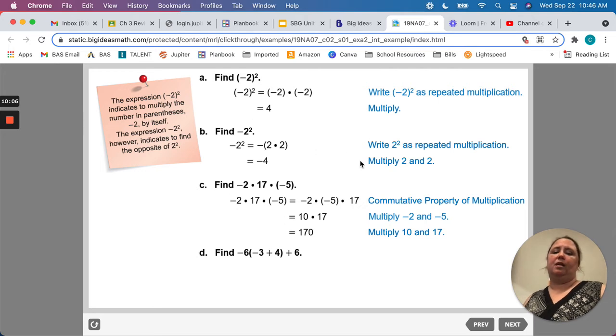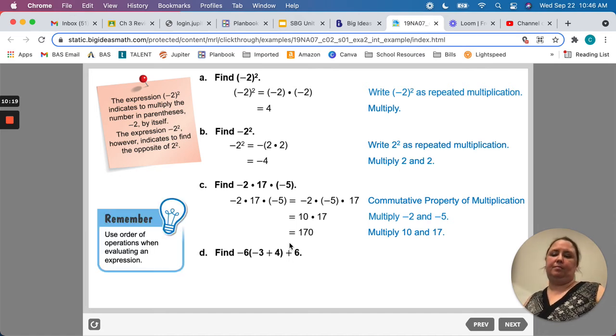Make sure you guys are writing all these steps in your journals. The last one, -6, open parentheses, -3 plus 4, close parentheses, plus 6. According to PEMDAS, what's the first thing we should do? Parentheses. So we're going to do what? -3 plus 4. What's -3 plus 4? 1. Very good.